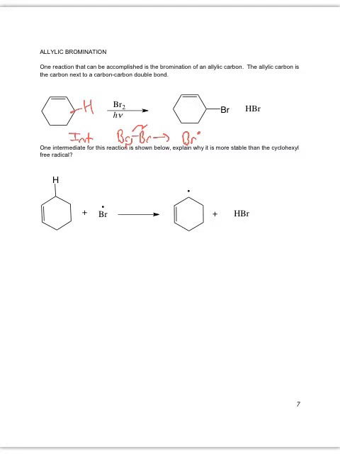And then in our propagation steps, we need to go far enough that we form our products. So in our first propagation step, we remove the hydrogen to form HBr. This free radical we know is very stable because we can draw resonance structures for it. Let me redraw it.